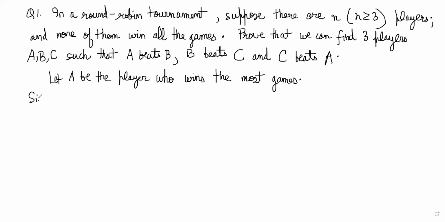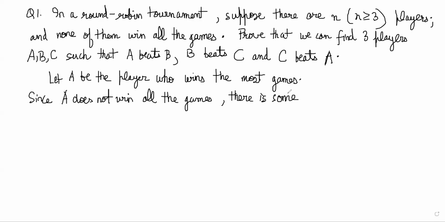Now we know that since A does not win all the games, that is given in the problem itself, there is some player C that beats A, right? So what we have said here is we are considering the extreme person, the person who has won the most games, that is player A. And we know that player A does not win all the games, so there must be at least one person C who has beaten player A, right?